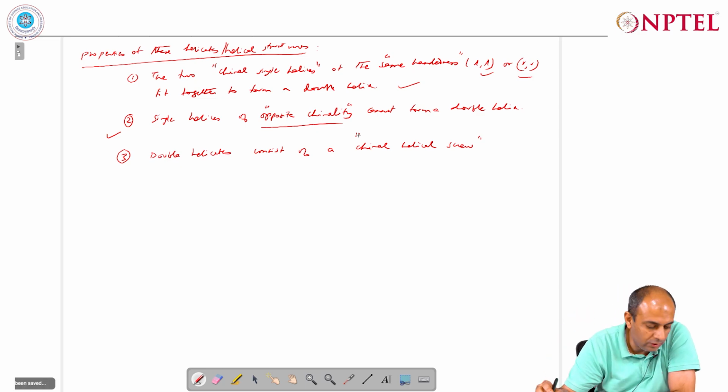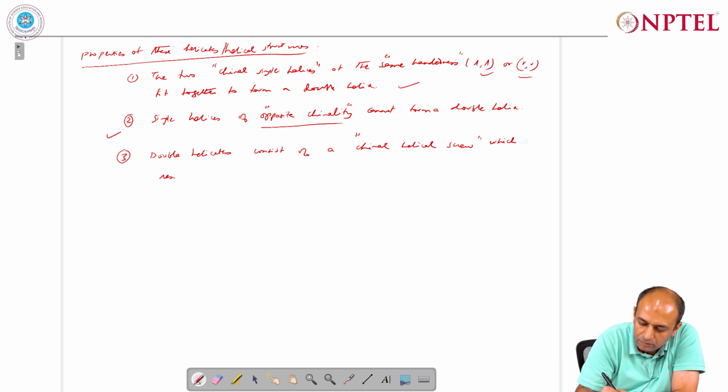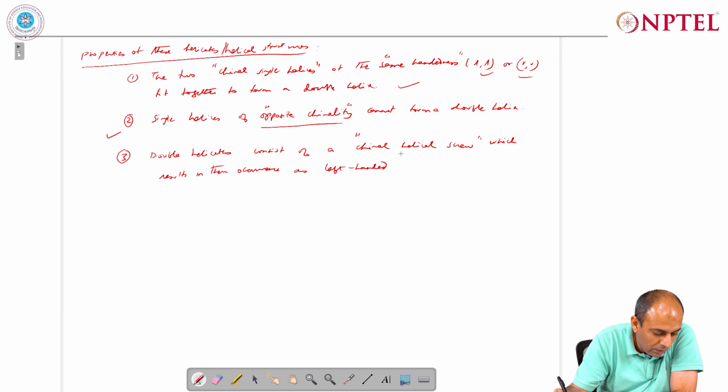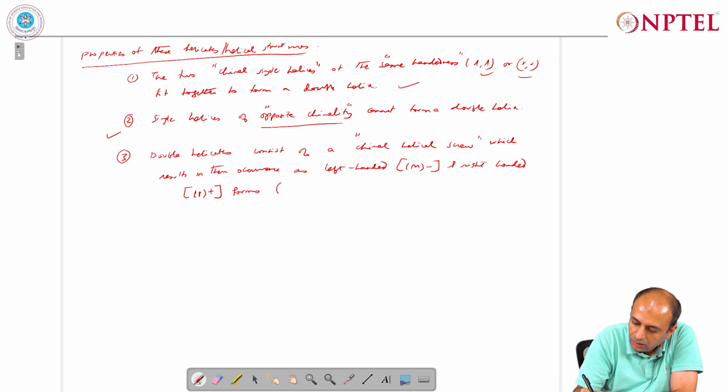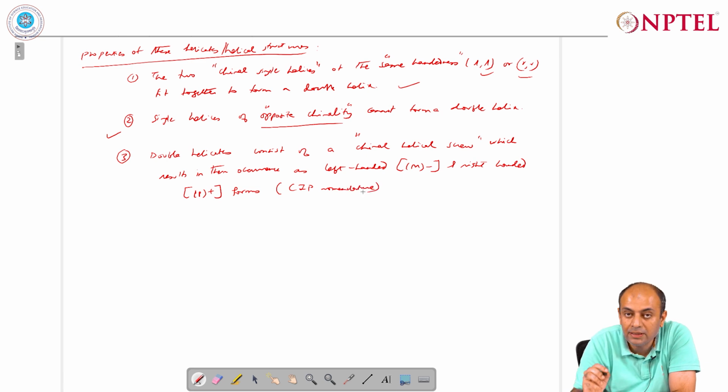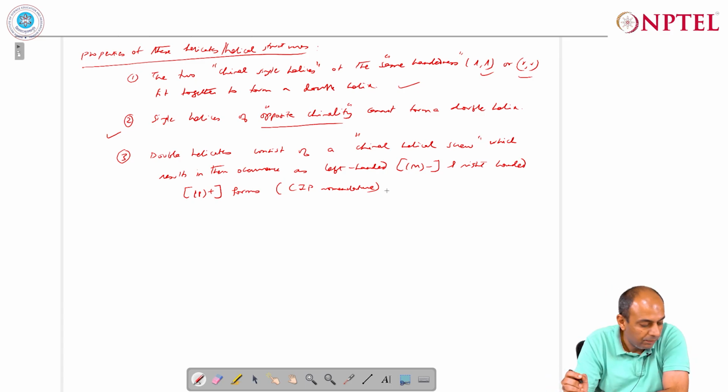So the double helicates consist of a chiral helical screw which results in the occurrence as left-handed, that is M, and right-handed, that is P forms. This is according to the Cram-Ingold-Prelog nomenclature. So we have the CIP, the Cram-Ingold-Prelog nomenclature. According to that, we have now got the left-handed M (minus) and the right-handed P (plus) helices.